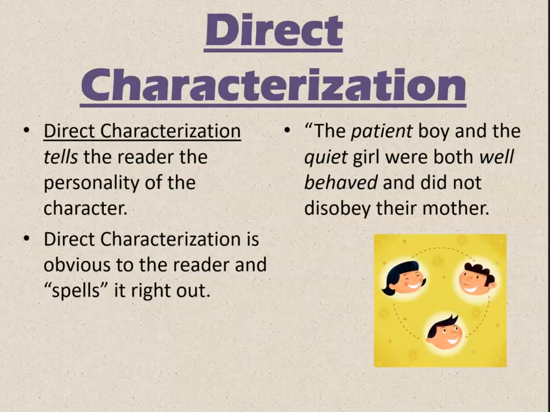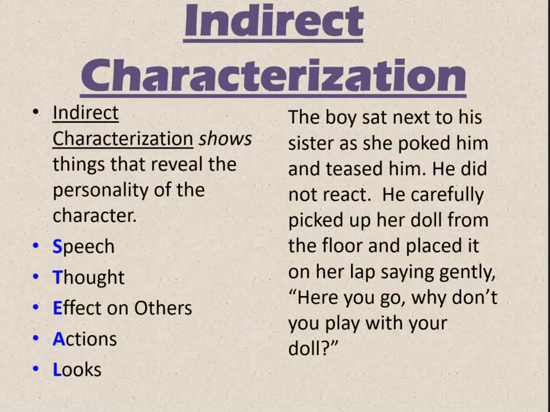So now, direct characterization. This tells you, just as the word said, directly the personality of the character. Direct characterization is obvious. It literally spells it out. It says the character is, or uses it as an adjective in the example. "The patient boy and the quiet girl were both well behaved and did not disobey their mother." It's coming out directly and telling you their character traits.